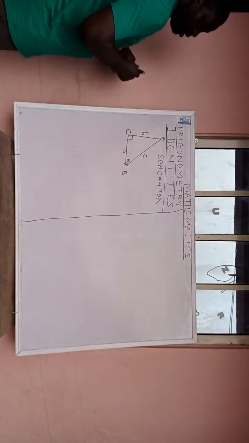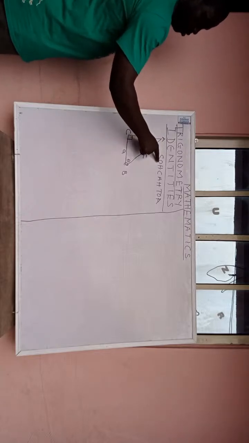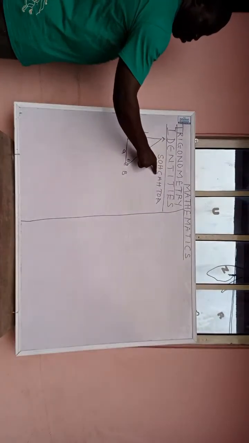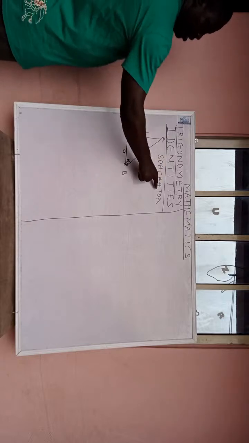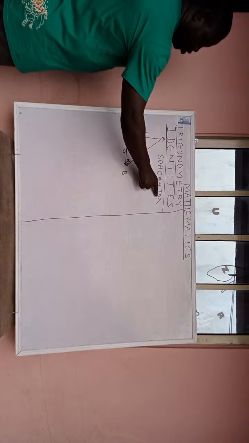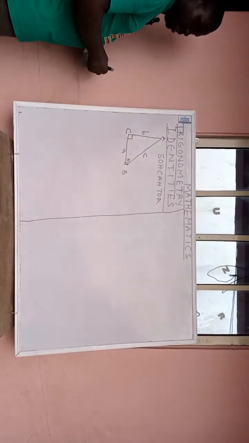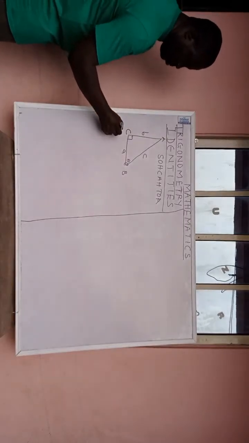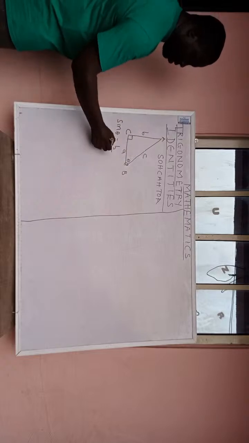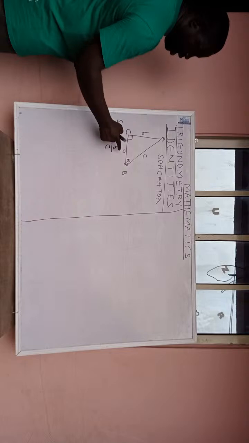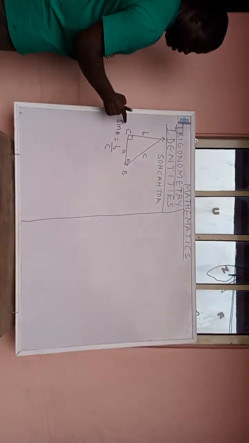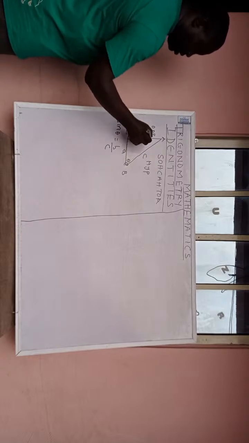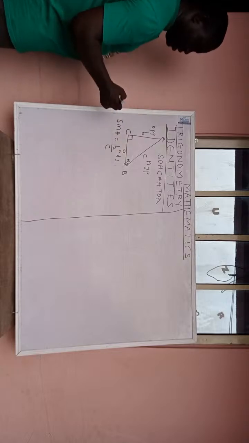SOHCAHTOA means the SOH there is sine is opposite over hypotenuse. The CAH is cosine, adjacent over hypotenuse, and the TOA there is tangent, opposite over adjacent. Let's demonstrate that quickly. So we have sine theta, that's B over C, that is opposite over hypotenuse. This is your hypotenuse, this is your opposite side, and this is your adjacent side, please take note.